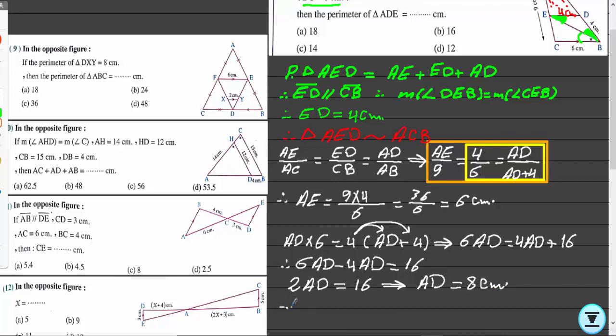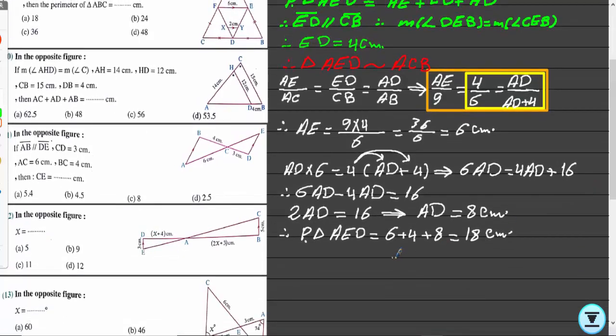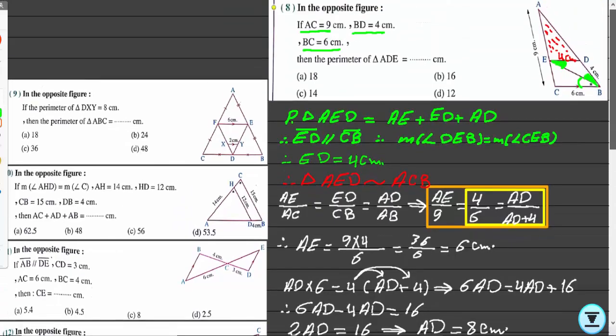So we can say that the perimeter of triangle AED equals 6 plus 4 plus 8, which equals 18 centimeters, because the perimeter of any triangle equals the sum of all side lengths, AE plus ED plus DA. When you make the summation, you will get 18 centimeters, and you will choose letter A.